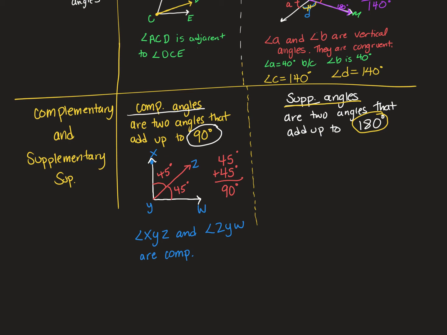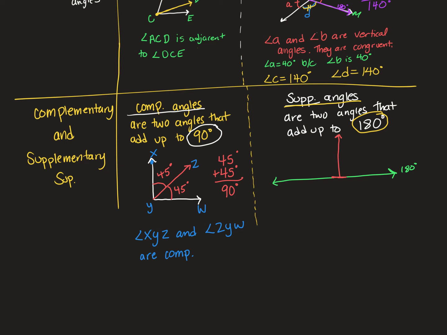So supplementary angles are angles that add up to 180. And you know what's equal to 180 in math? Well, a line. A line is 180 degrees, right? So you could have an angle that looks like this. Two angles. You can also have an angle that looks like this, where they have 90 and 90. 90 plus 90 is 180.